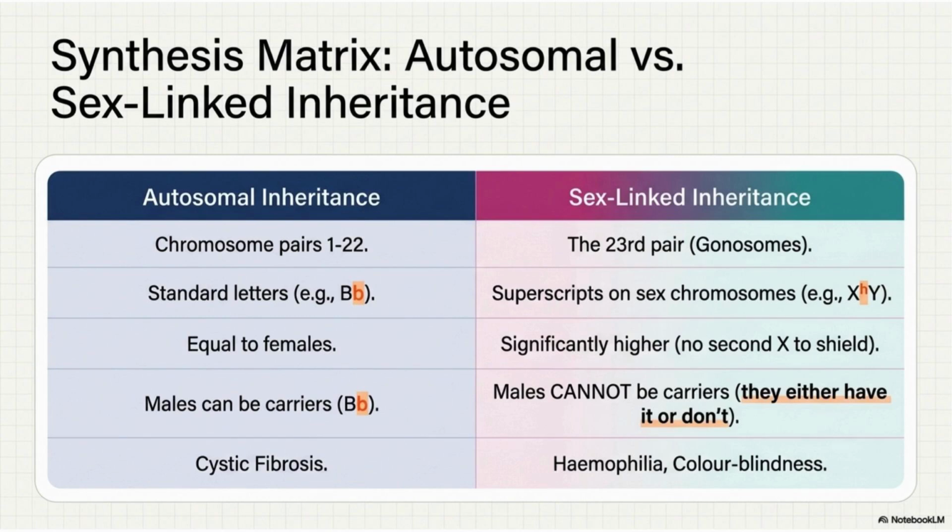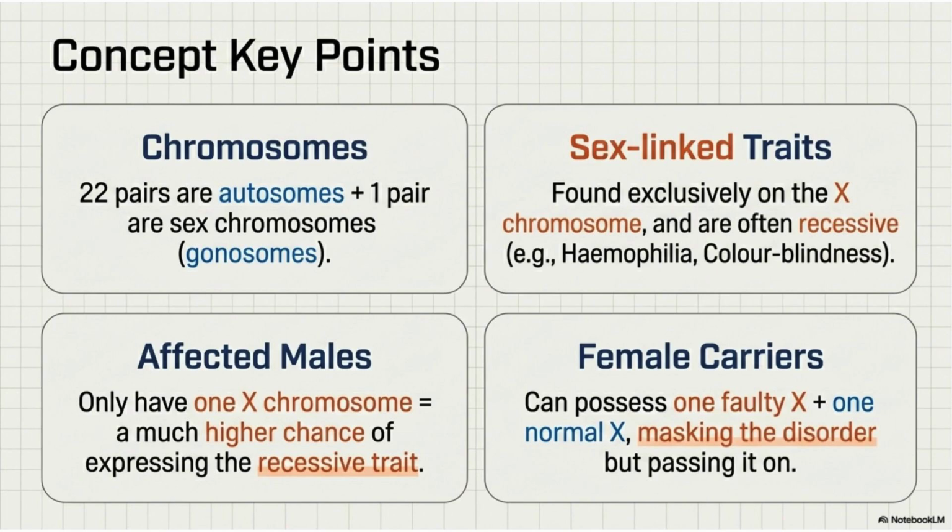Remember, sons get their X chromosome from their mother and their Y chromosome from their father. So fathers cannot pass X-linked traits to their sons. That's a very important pattern to remember. Let's quickly summarize. Sex-linked traits are carried on the X chromosome. Males are more likely to be affected. Females can be carriers. And genetic crosses help us predict inheritance.